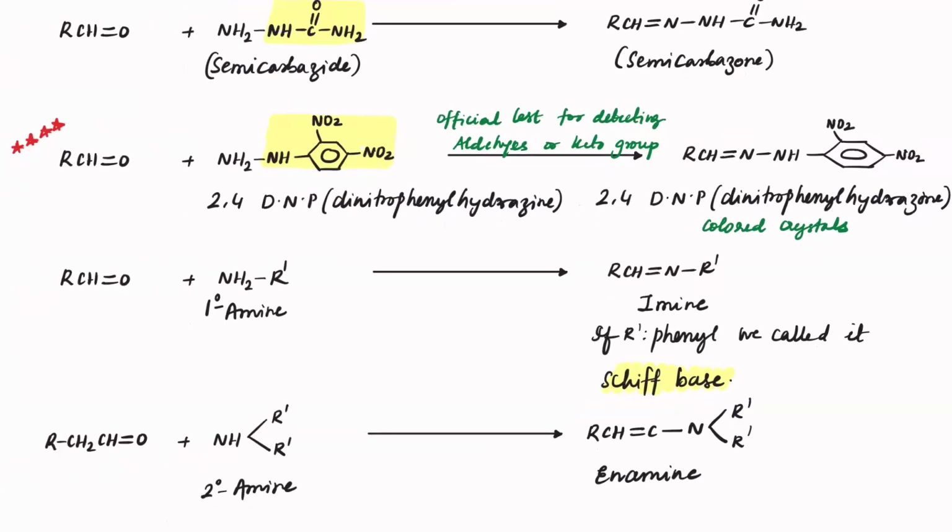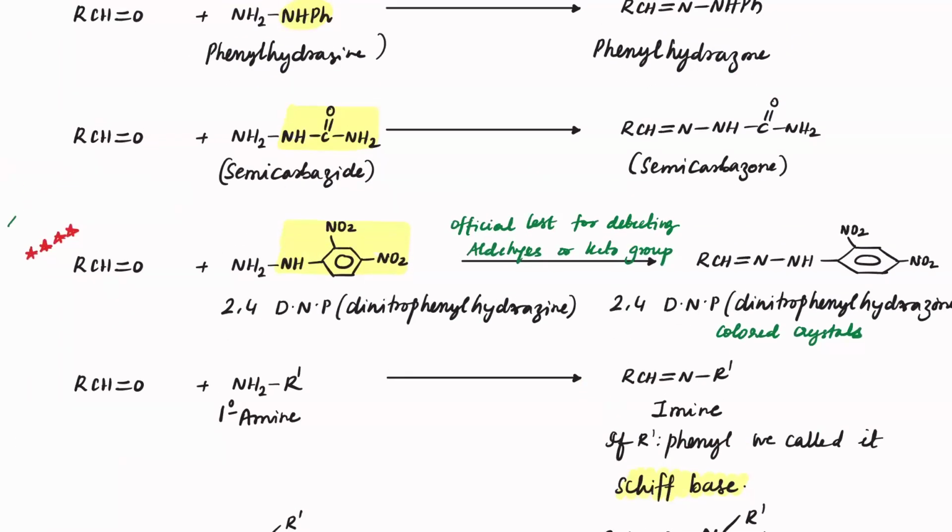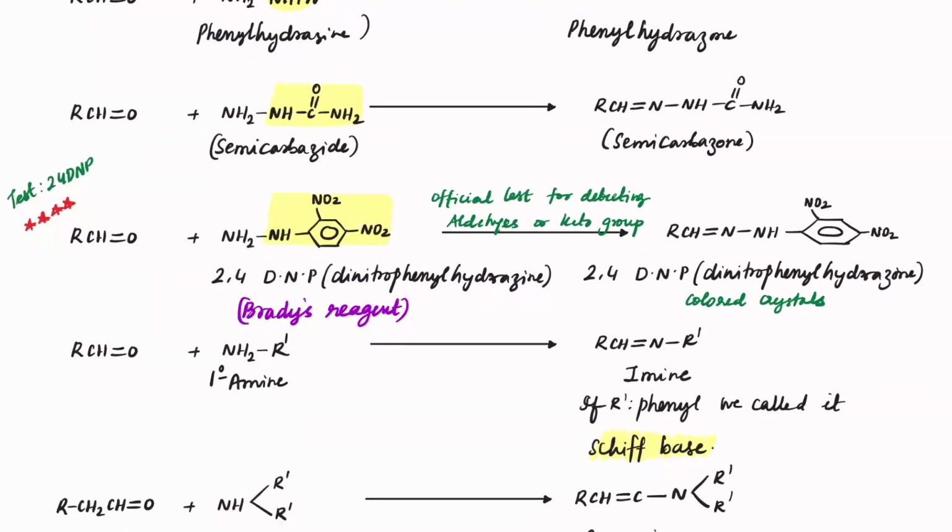Okay. Now listen up. This is called the 2,4-DNP test. The test name is 2,4-DNP test. The reagent name, this 2,4-dinitrophenyl hydrazine, the reagent's name is called Brady's reagent. It's called Brady's reagent.